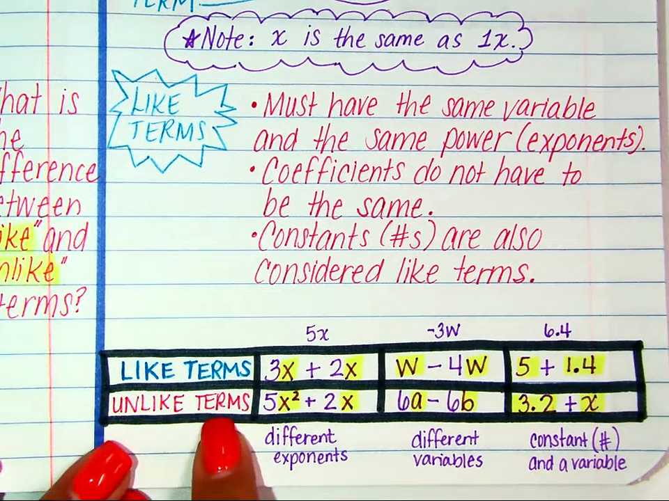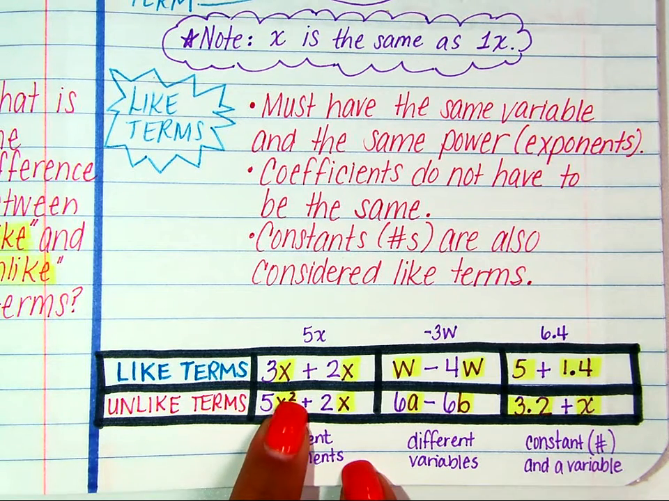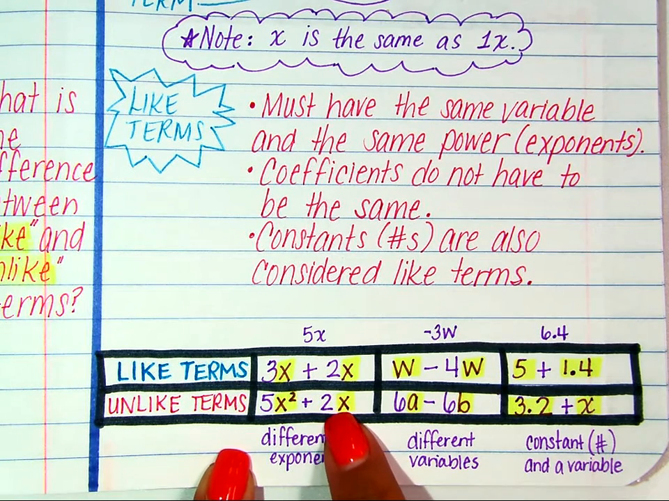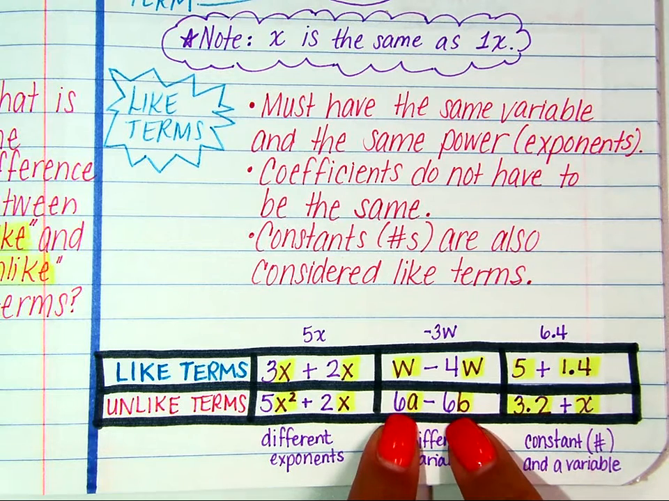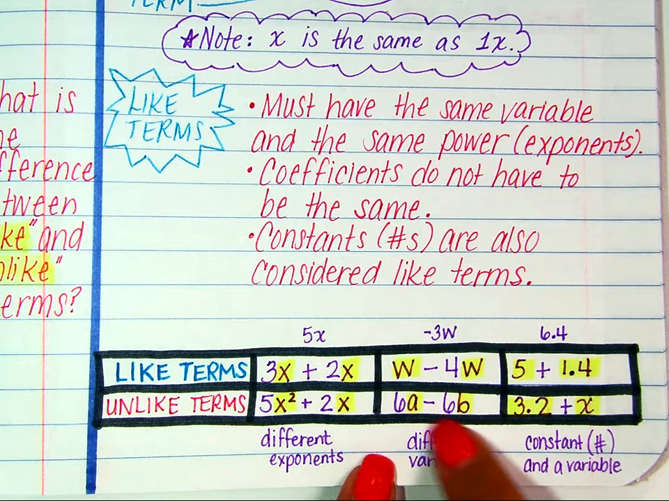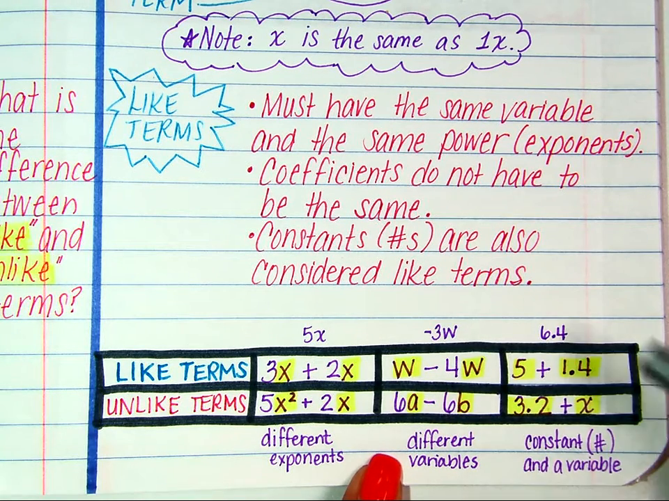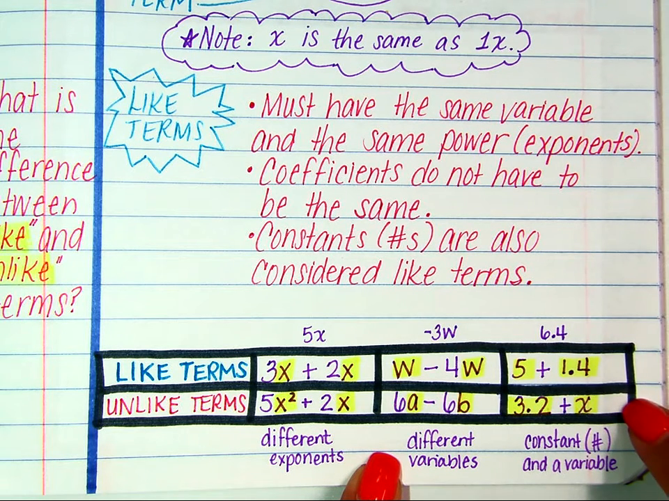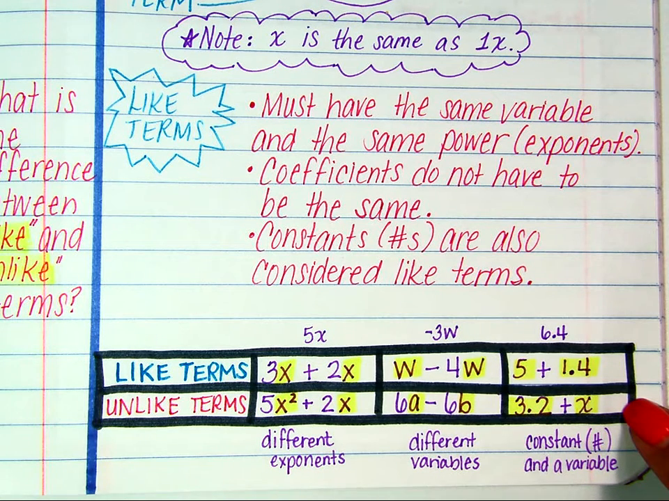Unlike terms, if you look here, notice that I have two different exponents. I have x to the second power, and then we have x by itself. So I cannot combine these terms because they have different exponents. Look at this expression, 6a minus 6b. These two cannot be combined because they have different variables. Okay? And finally, I have 3 2/10 plus x. These two terms cannot be combined because we have a constant or number here and a variable.